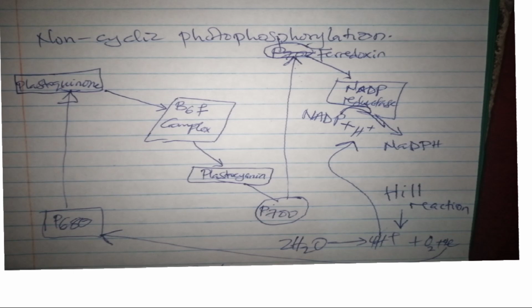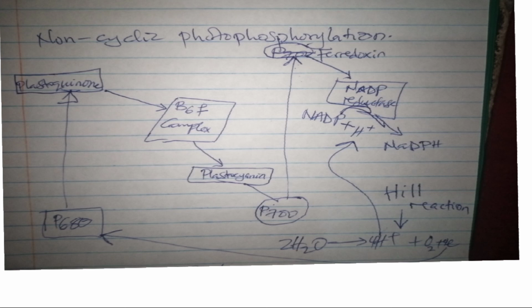Then we go to plastocyanin. This one contains copper, and then from there we shall have pigment 700 or photosystem 1. In photosystem 1, the same thing will happen. The electrons will move to ferredoxin, as we saw earlier, then through a series of carriers until we get NADP reductase. NADP reductase means you are reducing NADP by giving it hydrogen ions to form NADPH.